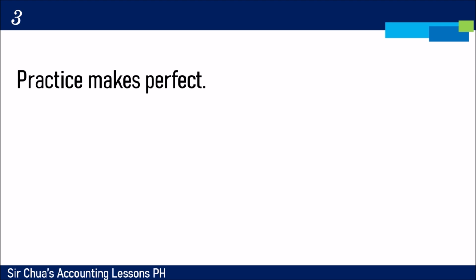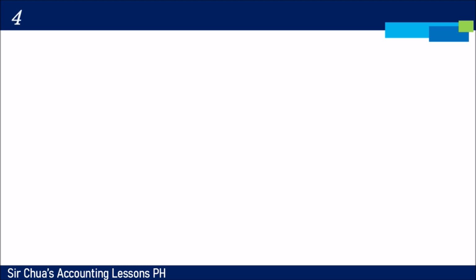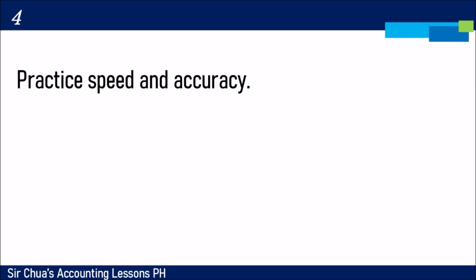And in relation to number 3 is my tip number 4, practice speed and accuracy. Hindi po pwedeng puro speed lang, mali-mali naman ang sagot. Hindi rin naman po pwedeng puro tama ang sagot, wonderful computations, medyo mabagal naman tayo. Remember, the average number of minutes that you can answer one item in the problem is 3.6 minutes.